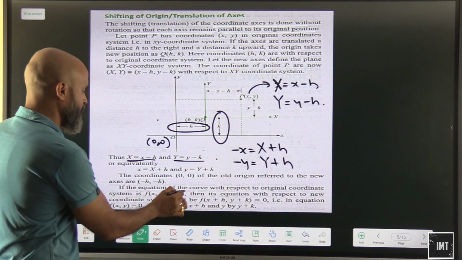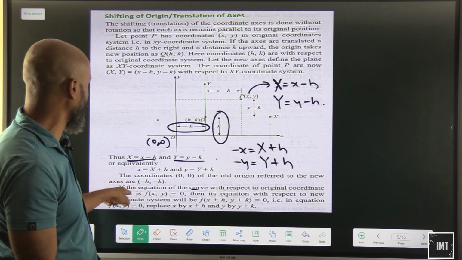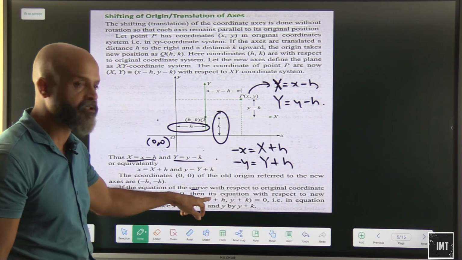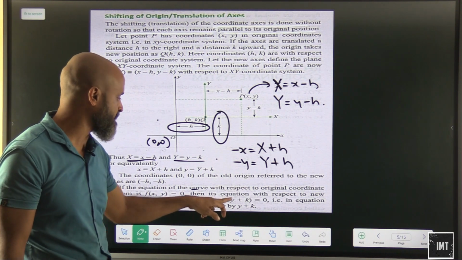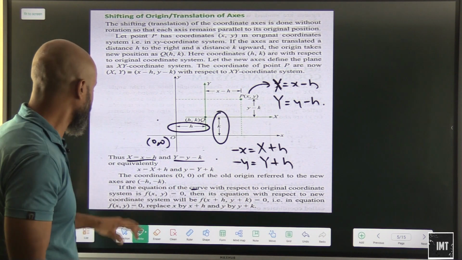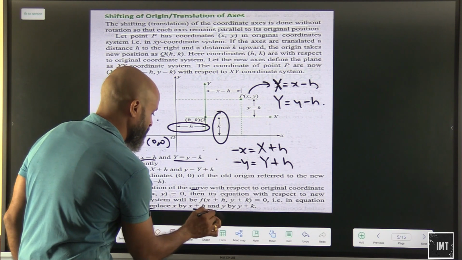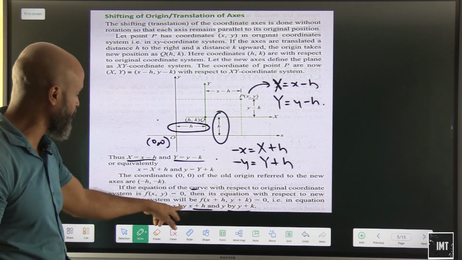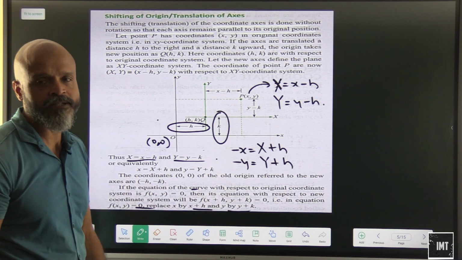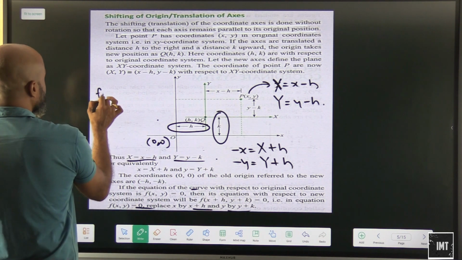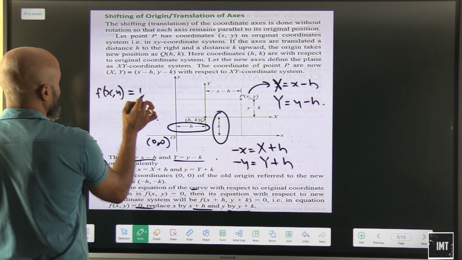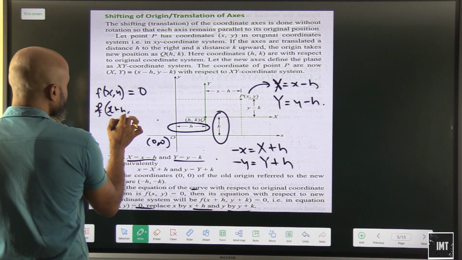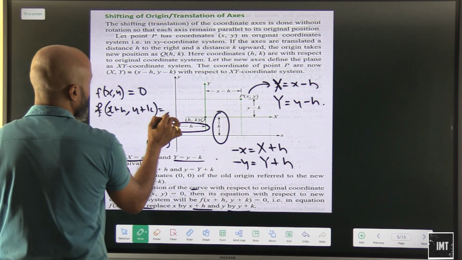Okay, so if the equation of the curve with respect to the original coordinate system is f(x, y) equal to 0, then its equation with respect to the new coordinate system will be f(X plus h, Y plus k) equal to 0. That is, in equation f, x and y will get replaced by X plus h and Y plus k. So the same equation which was f(x, y) equal to 0 will now be replaced by f(X plus h, Y plus k) equal to 0.